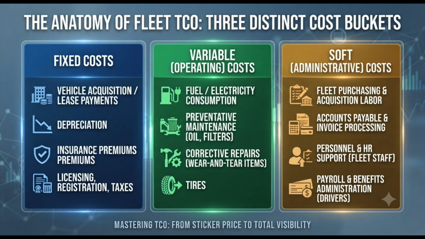First, fixed costs. These happen whether the vehicle is driving 500 miles a week or sitting dead in the yard. This includes your initial acquisition costs or lease payments, upfitting costs, depreciation, which is usually your single biggest silent killer, insurance premiums, and licensing and registration and taxes.